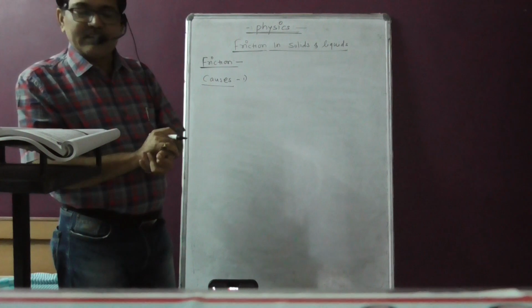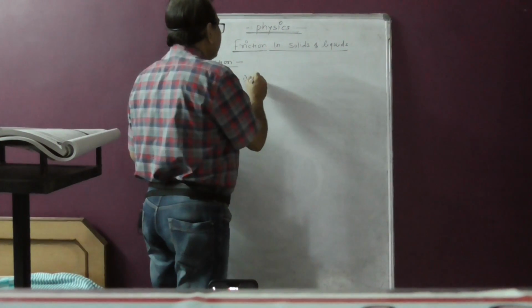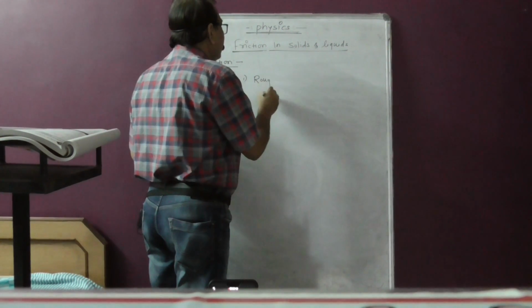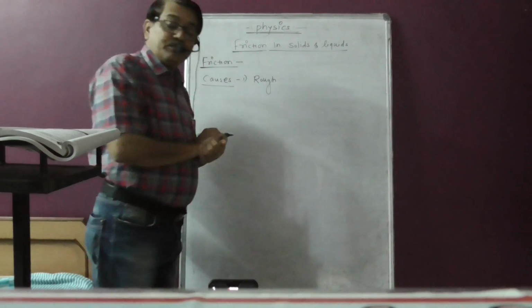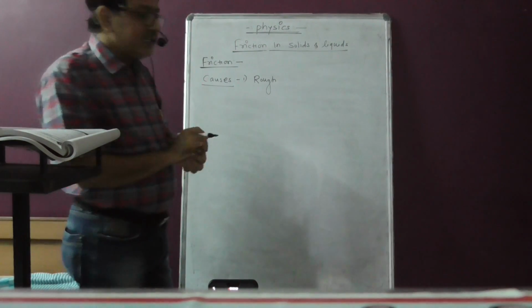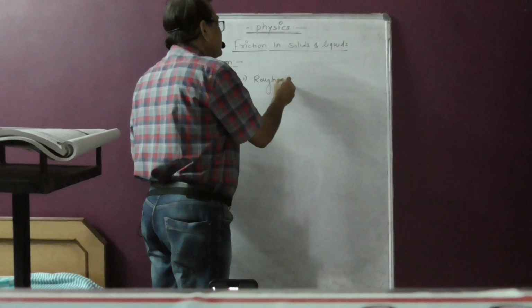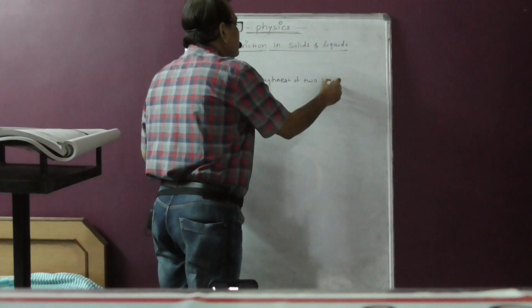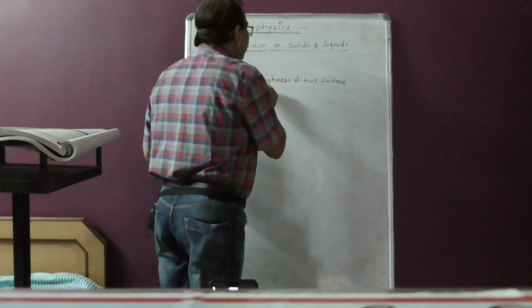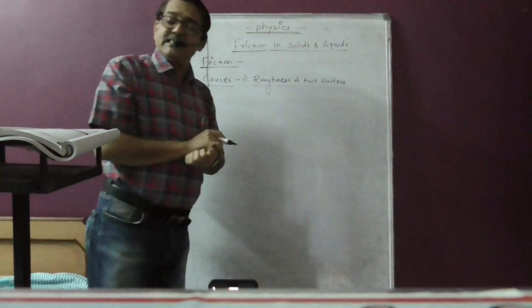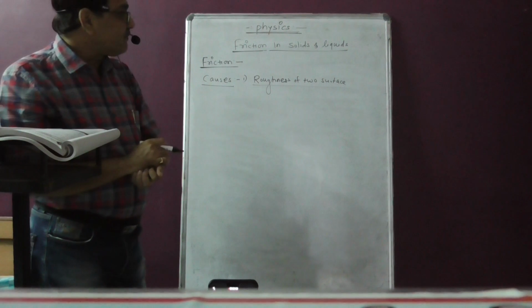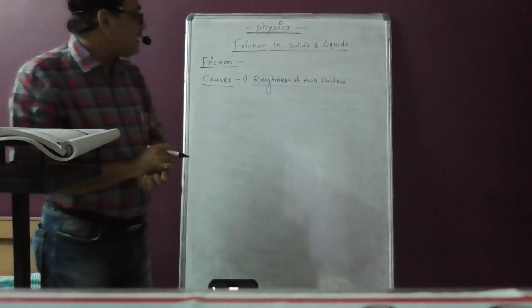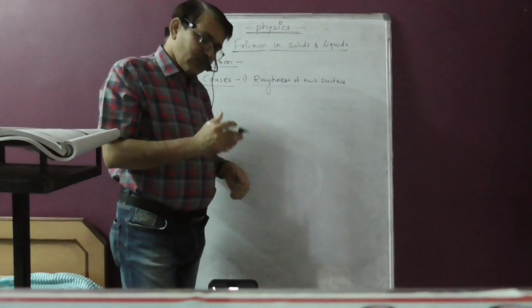Roughness of the surfaces which are coming in contact with each other, or due to the two surfaces being rough. So what does roughness mean, and due to the roughness of the two surfaces, how is the force of friction caused?